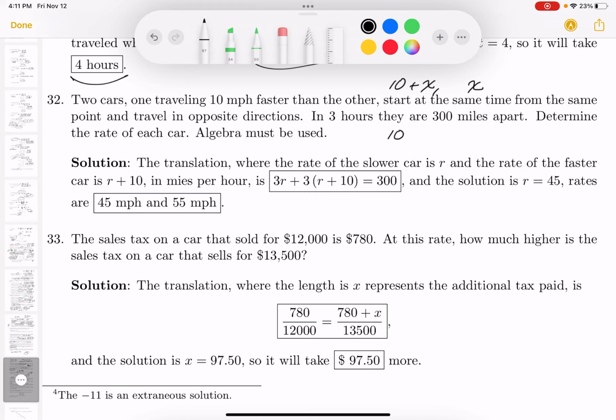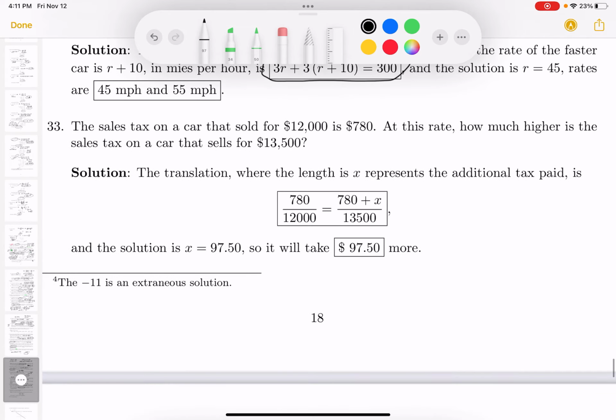Well, let's write this down. Rate times time is going to be equal to what? 300, right? That's the equation, and the equations are over here. All right, I used x instead of the rate, by the way, and that's fine. All right, solve it.